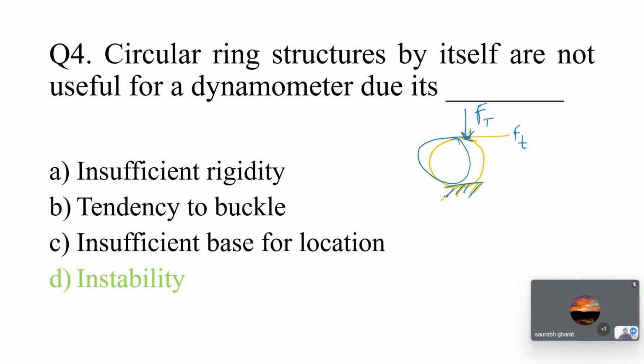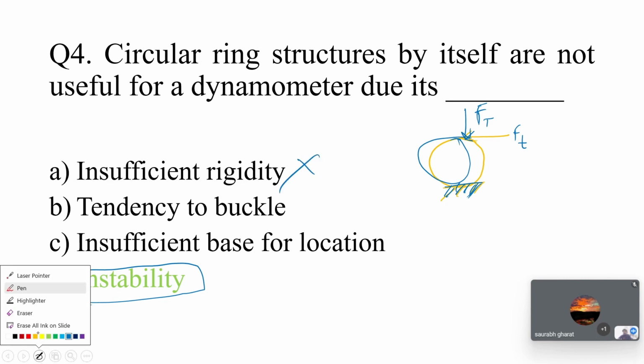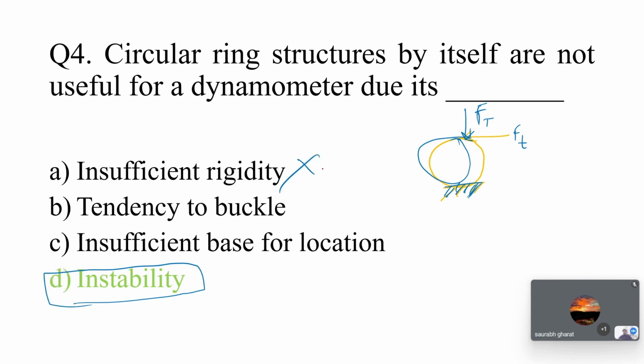Because there is only one live load, the chances of rolling are very high in this case. So it's called instability because of the chance of rolling. Insufficient base location is wrong. Insufficient rigidity is wrong; they are rigid enough because we calculated it. So they are rigid enough, and the tendency to buckle is not there. Calculation is not counterproductive, but insufficient base location is again wrong. The main problem is only the instability because it may roll. The rolling is the most important problem here.